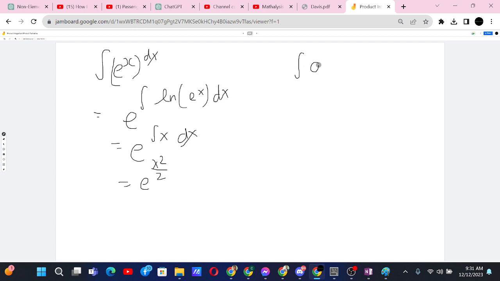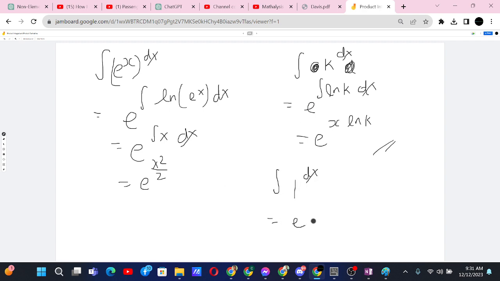Let's just try for a constant value c, and see what that solves to. So now this will be e to the power integral of ln of k dx. Now this is a constant, so we will have e to the power x ln of k. Now if we take the product integral of 1 to the power dx, that will be e to the power integral of ln of 1. Now ln of 1 is 0, so this integral will just be 0, so that's 1.